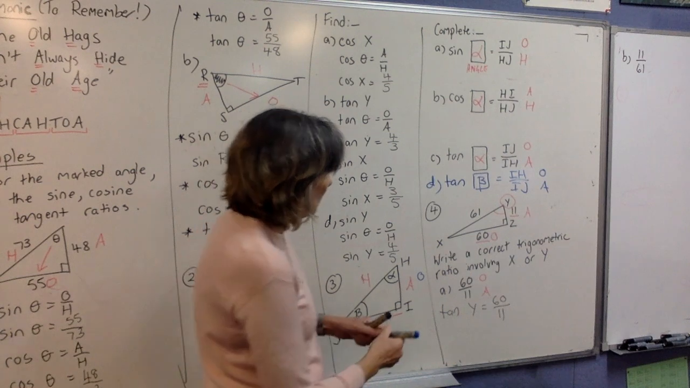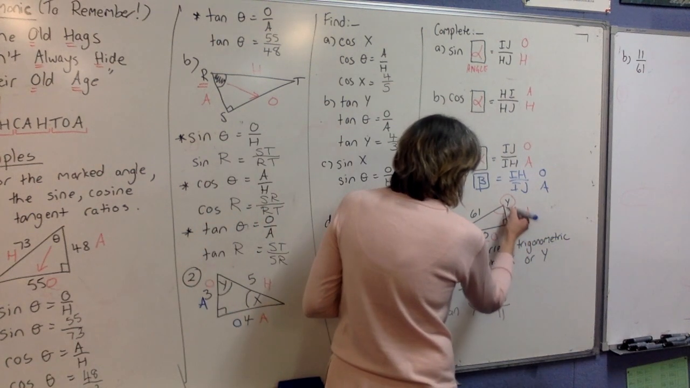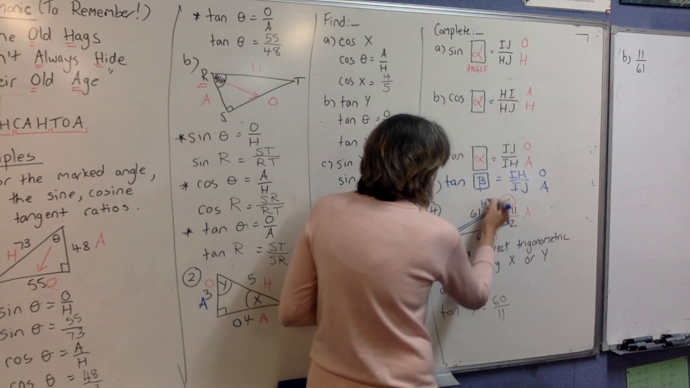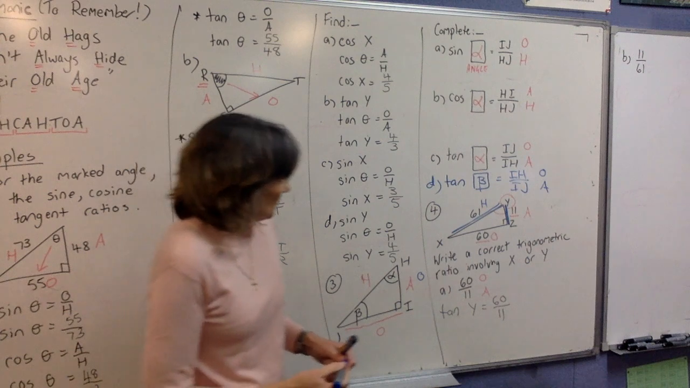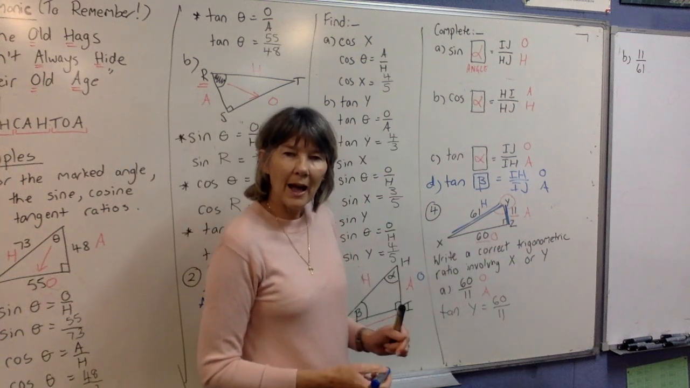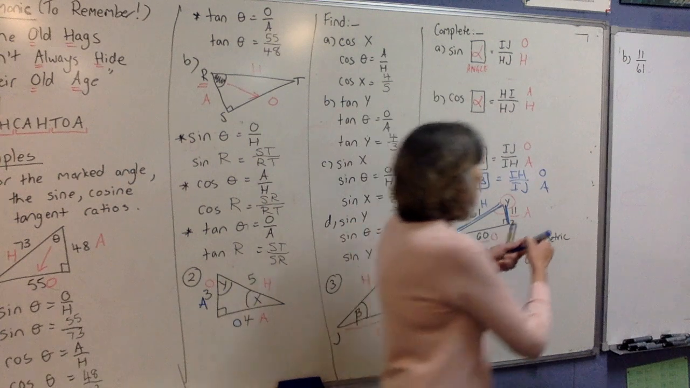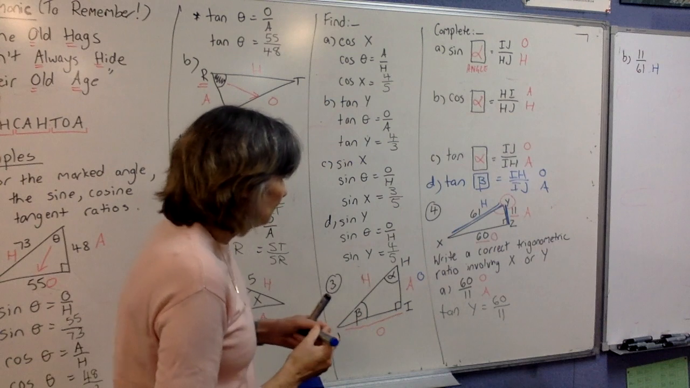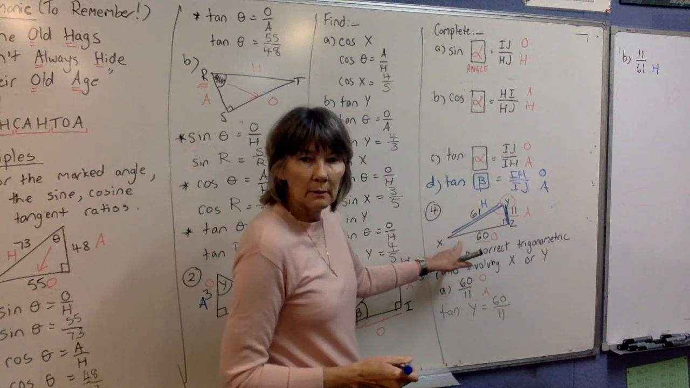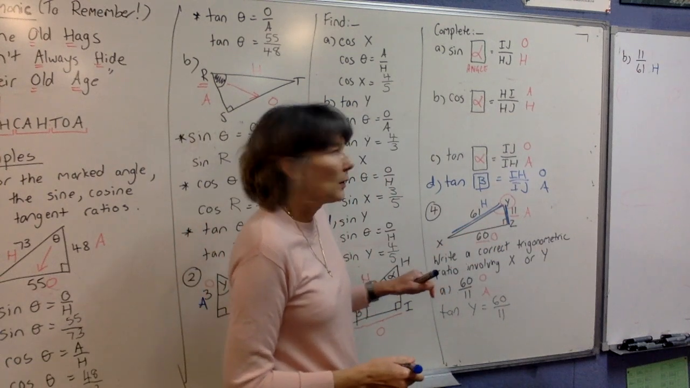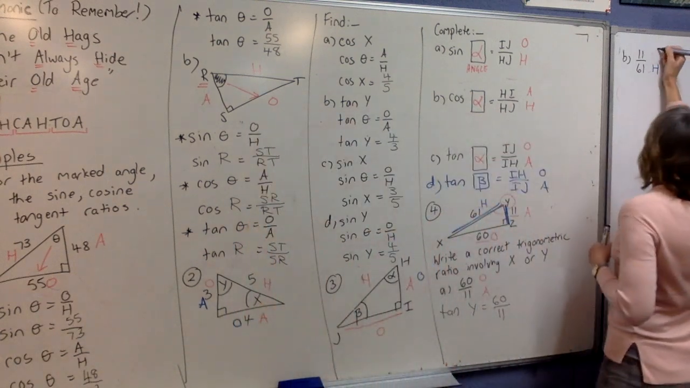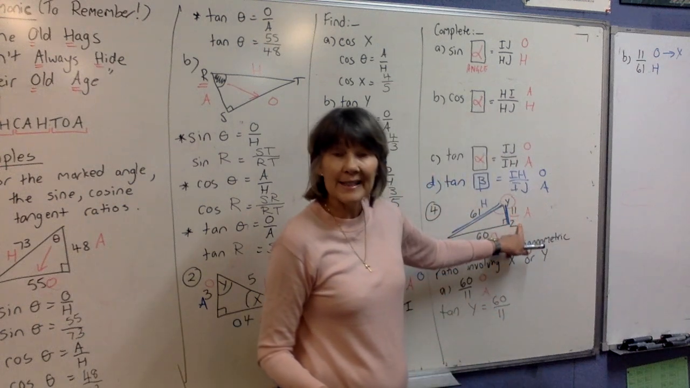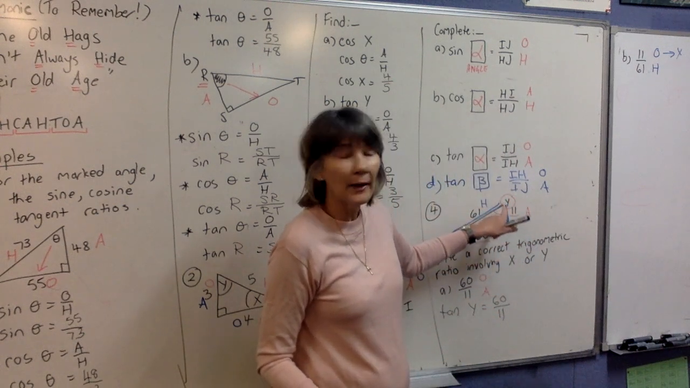I'll change the colours for this one. So we want 11, this one, over 61. Now we know this is the hypotenuse. But the 11, what is that? Well, let's just write this in as the hypotenuse first. So the 11 might be opposite the x. Okay, so it's opposite if we're looking at x. But if you look at the 11, it's adjacent if you're looking at the y.